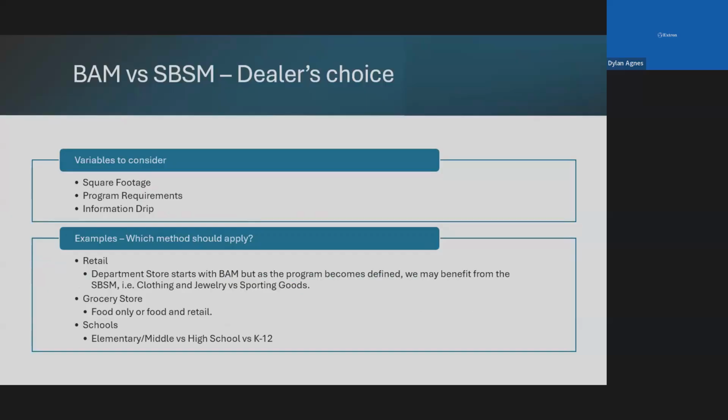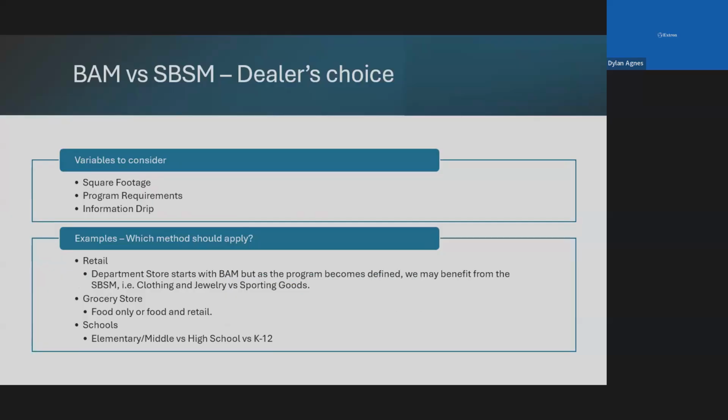And so variables to consider, because you get to decide which path is best suitable for your project: square footage, program requirements, and the information drip associated with those. How long do you think it's going to take for you to get that information to be refined and nailed down?